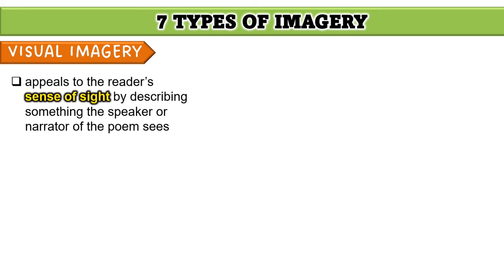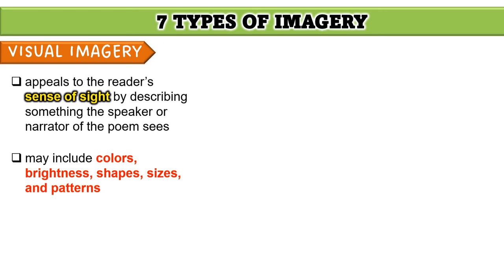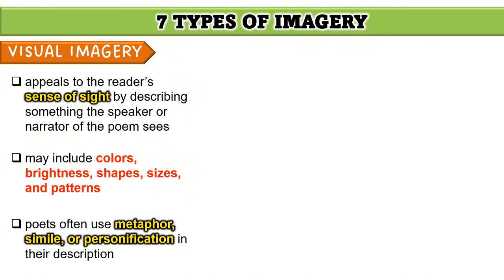Here are the seven types of imagery in poetry with corresponding examples. First is visual imagery. In this form of poetic imagery, the poet appeals to the reader's sense of sight by describing something the speaker or narrator of the poem sees. It may include colors, brightness, shapes, sizes, and patterns. To provide readers with visual imagery, poets often use metaphor, simile, or personification in their description.